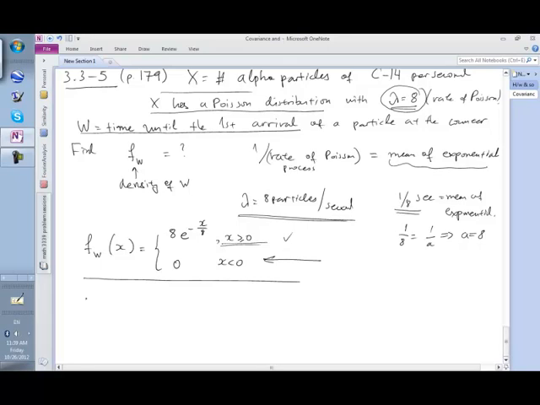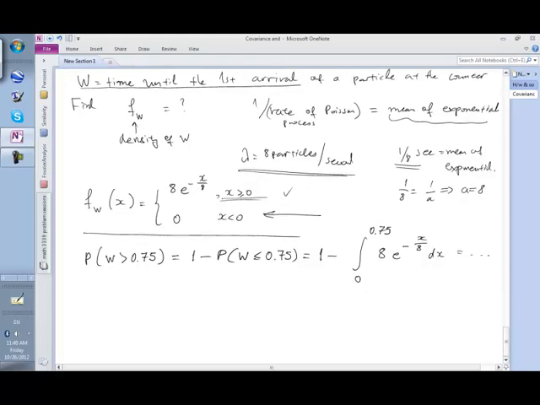So if I want to find the probability that W, the exponentially distributed waiting time, is greater than 0.75 seconds, I will take the integral from 0.75 of the density, 8 e to the negative 8x dx. And you do this integration and you solve the problem.